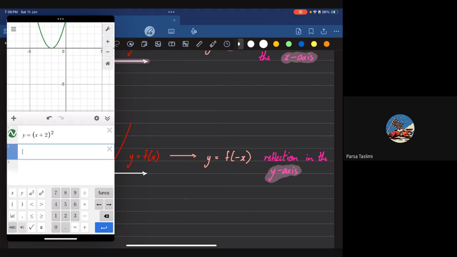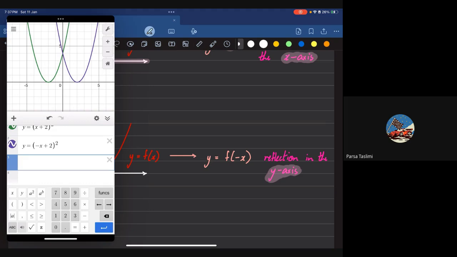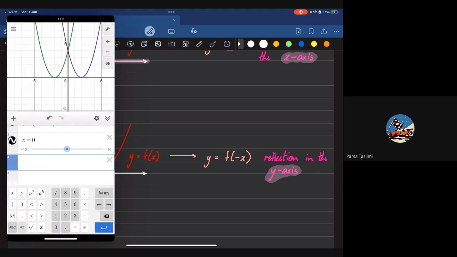And what if now I have y is equal to negative x plus 2 whole squared. So you can clearly see that the inverse movement has happened. But one thing that you need to understand is that it's simply a reflection. And it's reflection where? It's reflection in the y-axis. All right, the black line that I've drawn. Clear, guys?